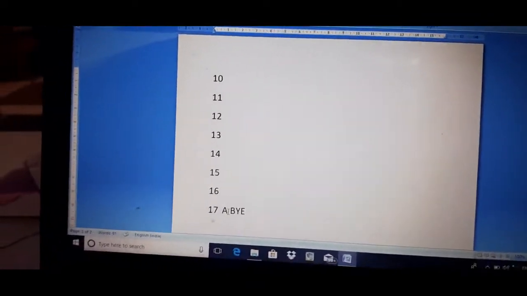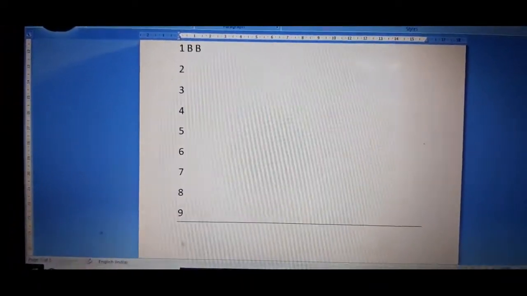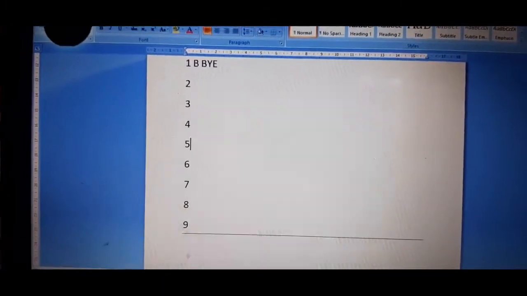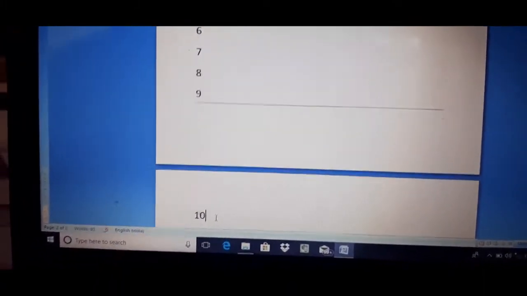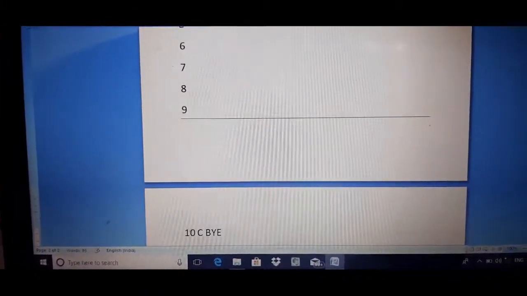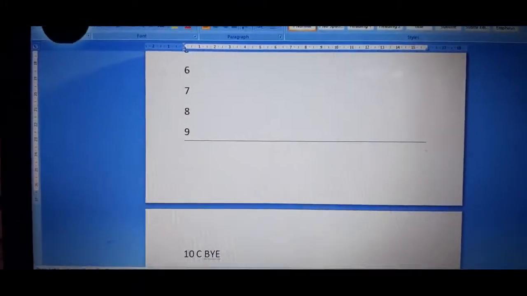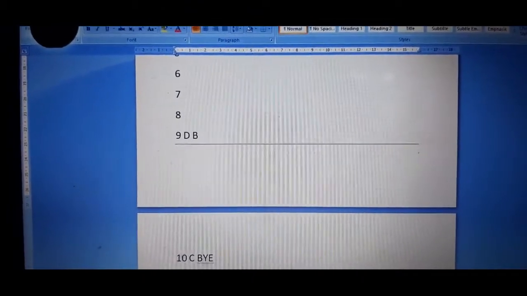So now the second bye is given to the topmost number, that is number 1. So over here we will write down b bye. Now the third bye is given to the highest number of the lower half. Now which is the highest number of the lower half? That is number 10. So over here we will give c bye. And then the fourth bye is given to the lowest number of the upper half, and that is number 9. So over here we will give d bye.